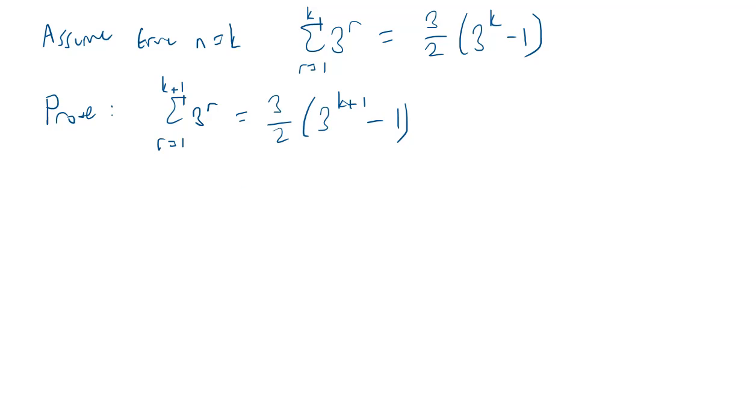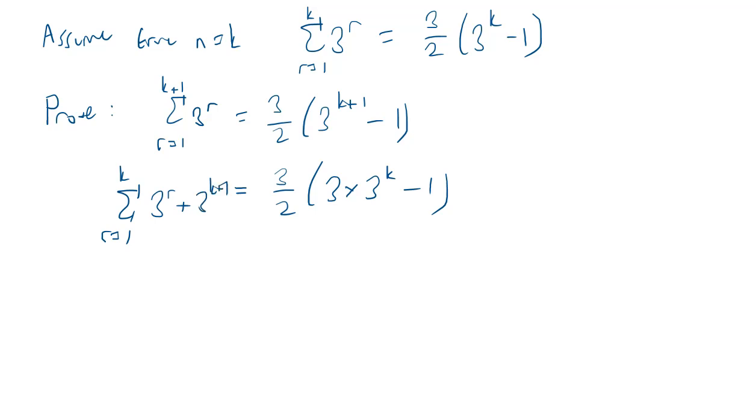But what we can't then do is say, well, from here, this is 3 on 2, 3 times 3 to the k minus 1. And over here, this is the sum of r equals 1 to k of 3 to the power of r plus 3 to the power of k plus 1. Again, this is a circular proof because we have assumed the thing we are trying to prove. So we do not do that.